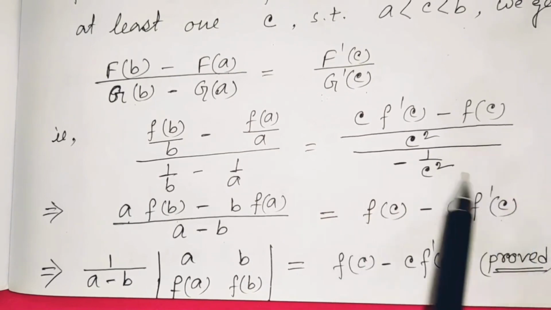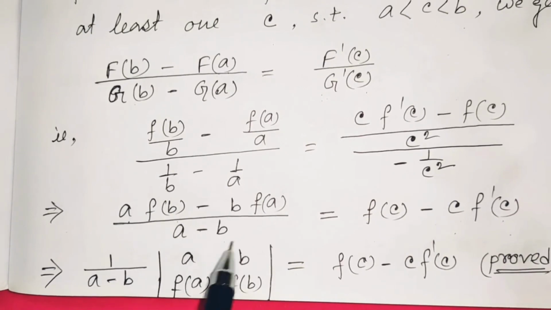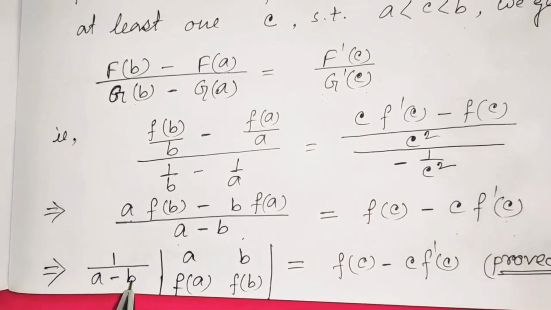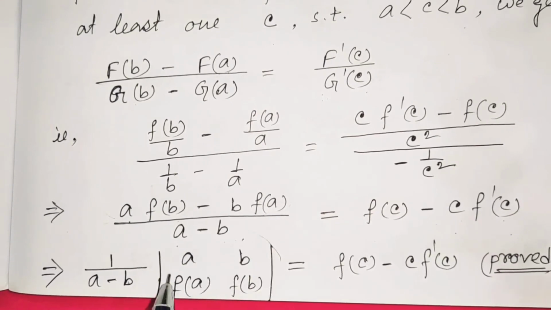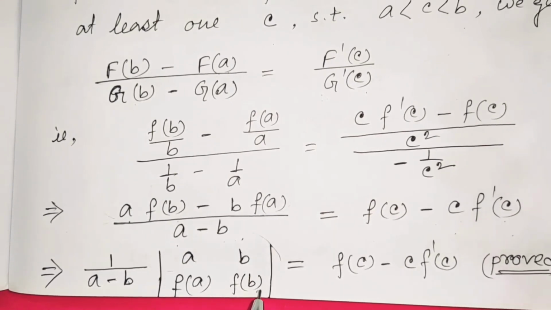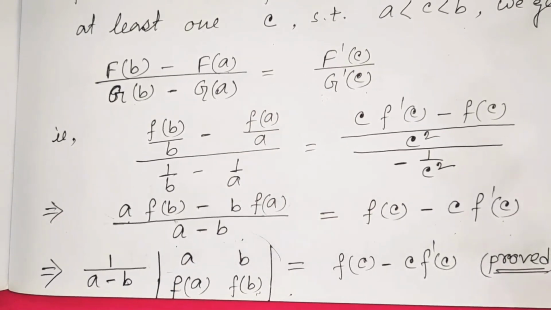So that part will be matching with the given condition, and for this we can write 1 divided by a minus b outside. So this portion is nothing but the determinant of this one. Just look at this one. If we multiply these two minus these two, then we will get this one. So we can write this in the form of this one, which is our required equality which we are supposed to prove, and hence the proof.